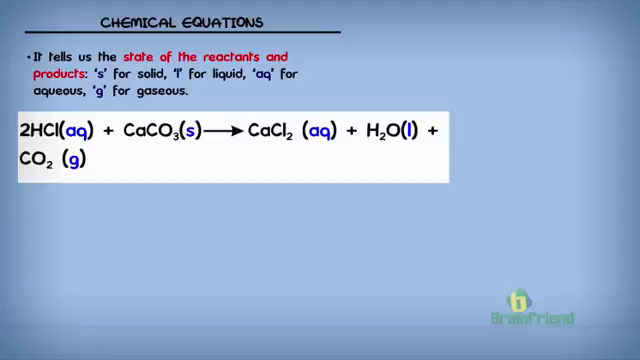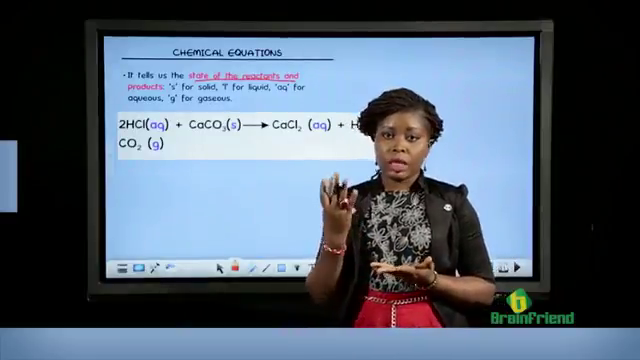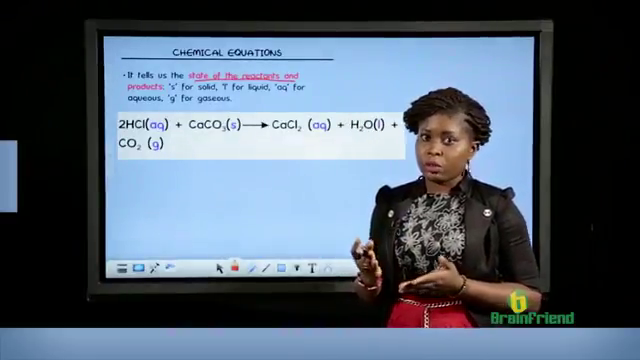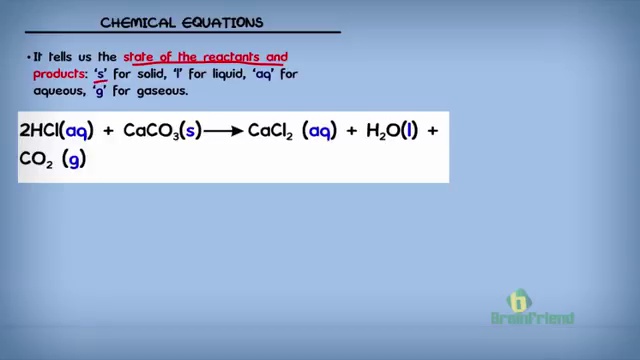One, chemical equations tell us the states of the reactants and the products. It tells us if they are reacting in their solid forms, liquid forms, gaseous forms, or aqueous forms. So S is used to represent reactants in their solid form. L is for liquid form. AQ is for aqueous form, while G goes for gaseous form.